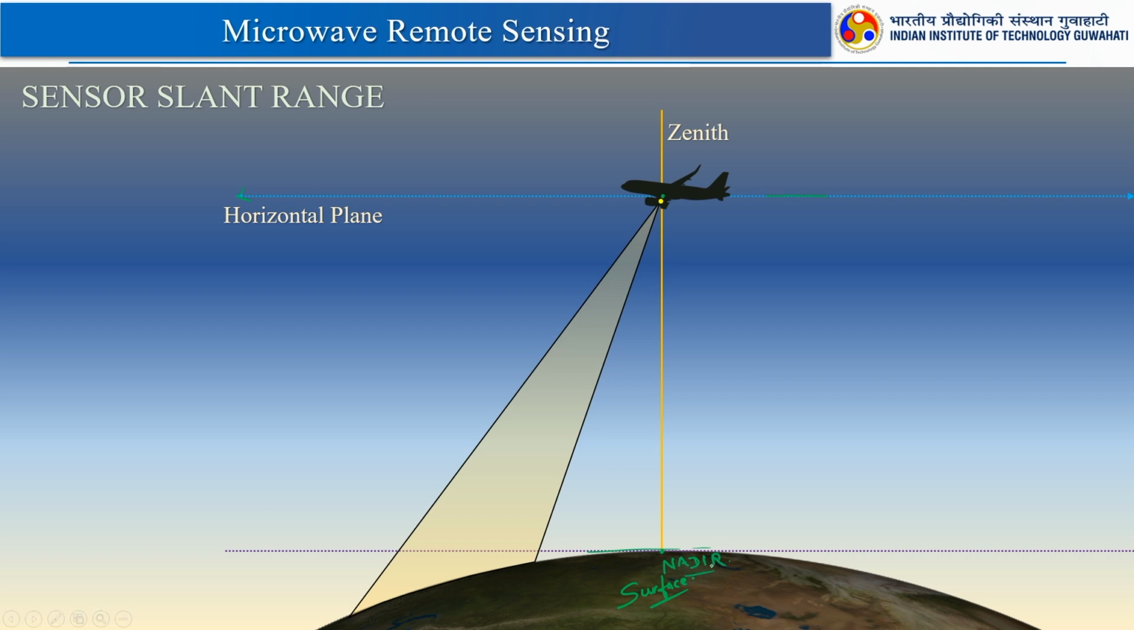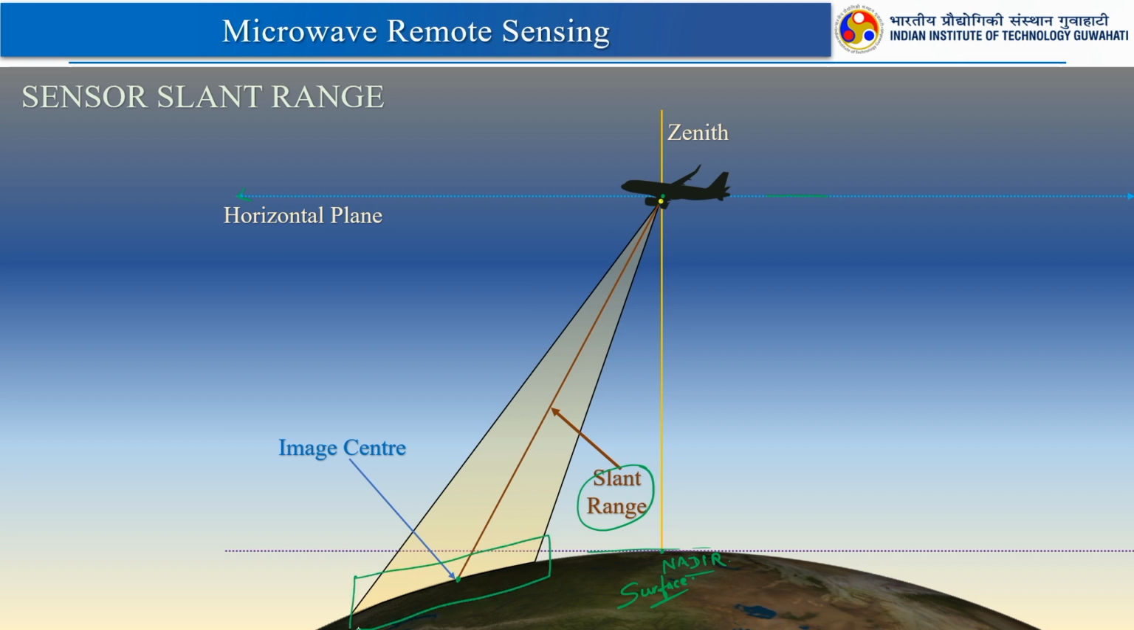Now, since we are talking about the slant range, this particular microwave sensor is looking at the ground at a certain angle. This is the zenith. From here you can measure the angle. We will put a middle line here. This is the slant range, and this particular point here will become the center of your image. I hope this is clear. Very simple concept, but very important to understand.